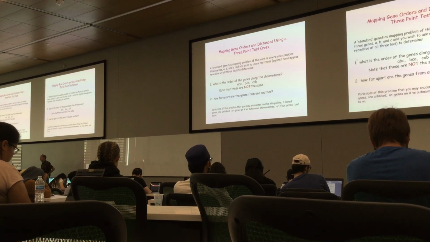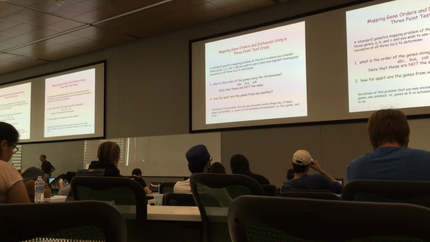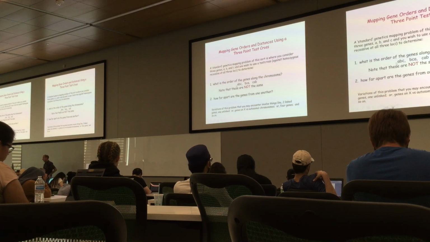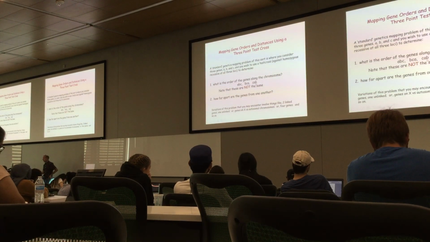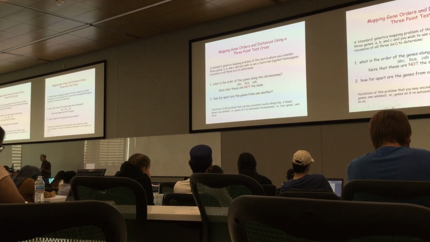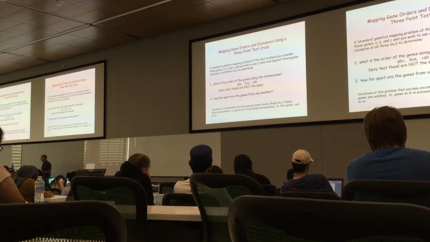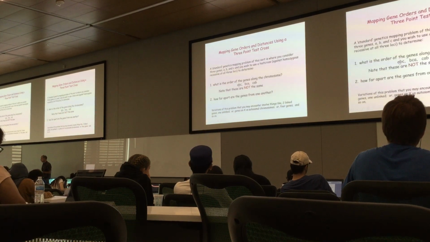So one question in these problems will be, what's the order of the genes along the chromosome? If we talk about genes A, B, C, the possible orders for these 3 genes would be either ABC, BCA, or CAB. These are not the same thing. If you pick any one gene and compare its relative location to another gene, they're going to be different in each of these cases. So here, A and B are close to one another, and A is far from C.